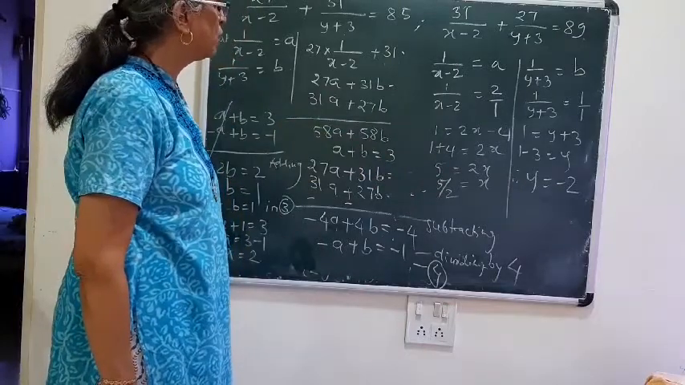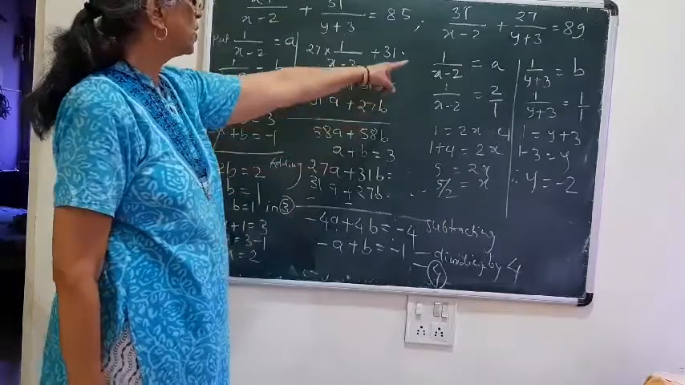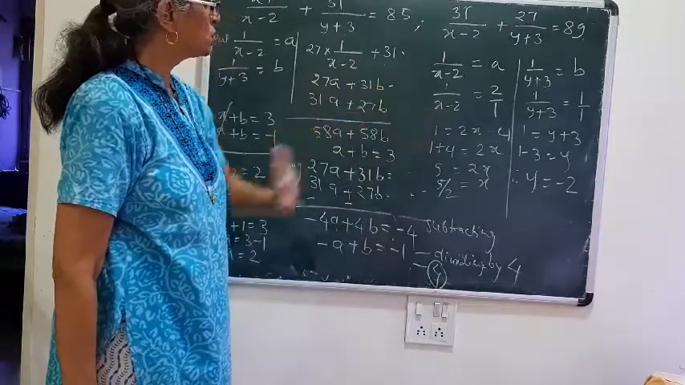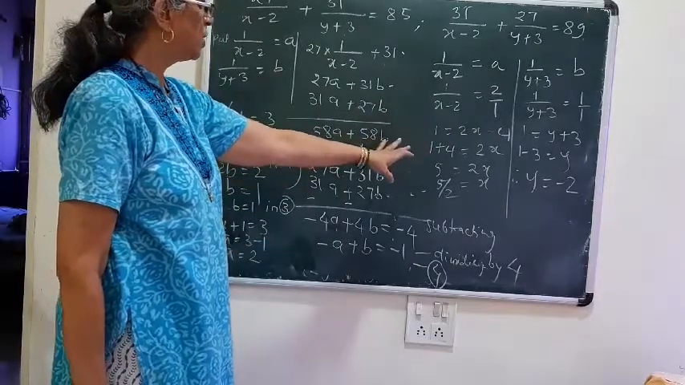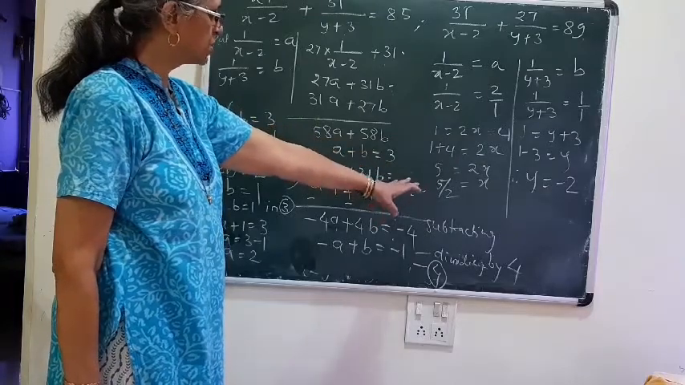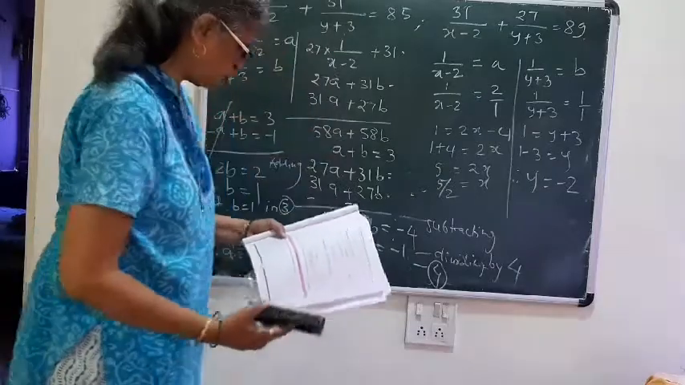x is equal to 5 by 2 because a we got 2, but 1 upon x minus 2 is 2 upon 1. So you have to do cross multiplication. 2x minus 4. So we have 1 plus 4 is equal to 2x. 2x is equal to 5. x is equal to 5 by 2. So that is the answer. Now we will solve the fourth sum.